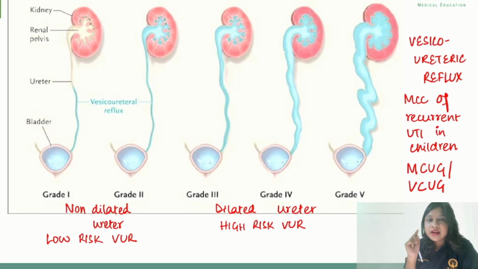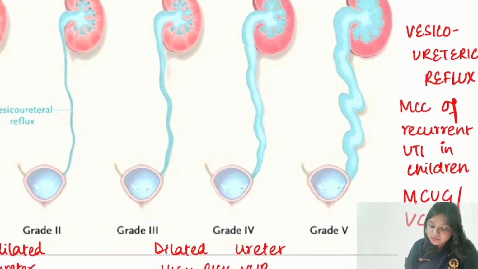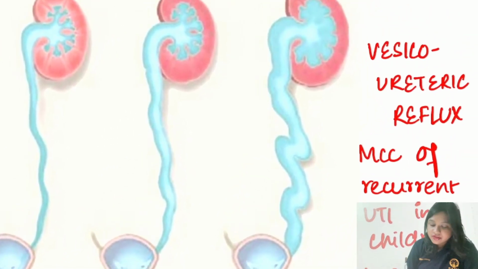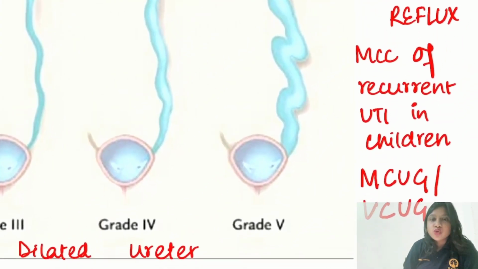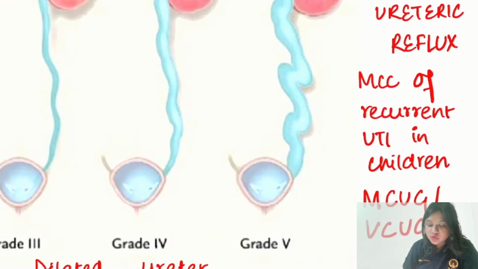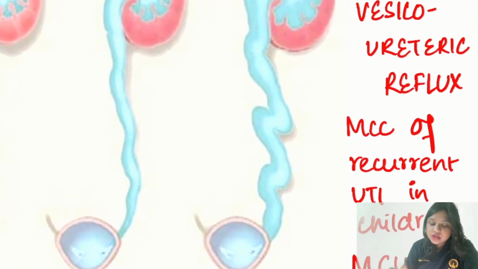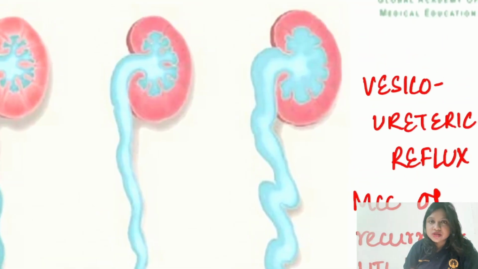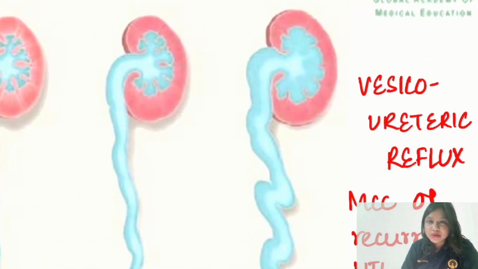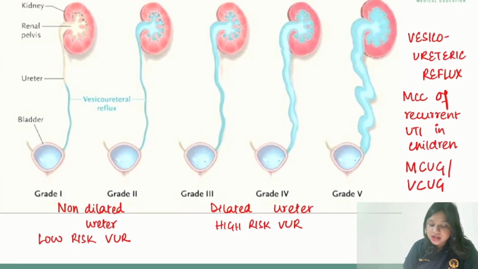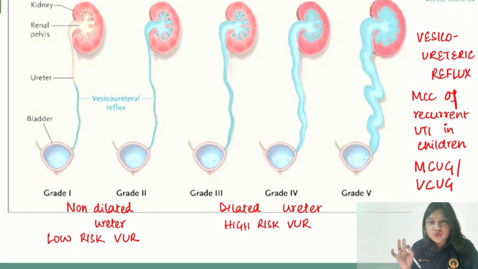Now see grade 4 and grade 5. In grade 5, I think you can appreciate the tortuous nature, right? So apart from being a dilated ureter, what do we have? We have a tortuous ureter. Have you noticed the tortuous ureter? And also there is loss of papillary impressions. So if in the question it is asked about a dilated and tortuous ureter with loss of papillary impressions, that means I am dealing with grade 5 VUR.